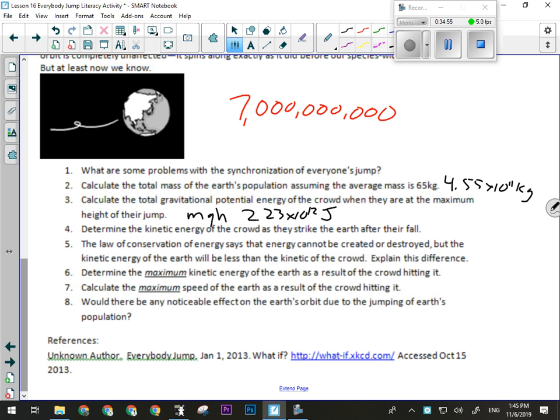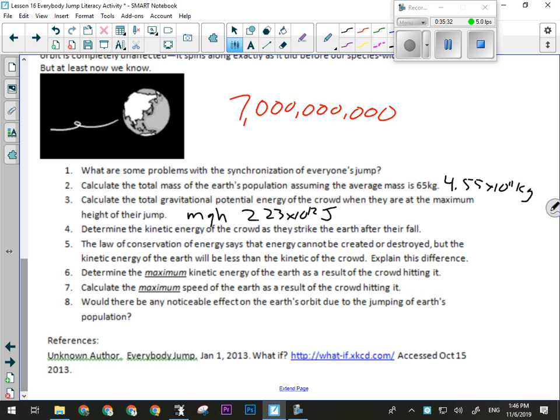Now, number 5 says, the law of conservation of energy says the energy cannot be created or destroyed, but the kinetic energy of the earth will be less than that of the crowd. Explain why. They mentioned in there one of the forms of energy that would be produced by this, and that would be sound. They said it would sound like rumbling thunder. It would be going on for a while, so there would be some sound that represents energy. There would also be some deformation of the ground, if the earth is not a perfectly rigid object, so people's feet are going to deform the ground a little bit. That's going to represent some energy that's lost.